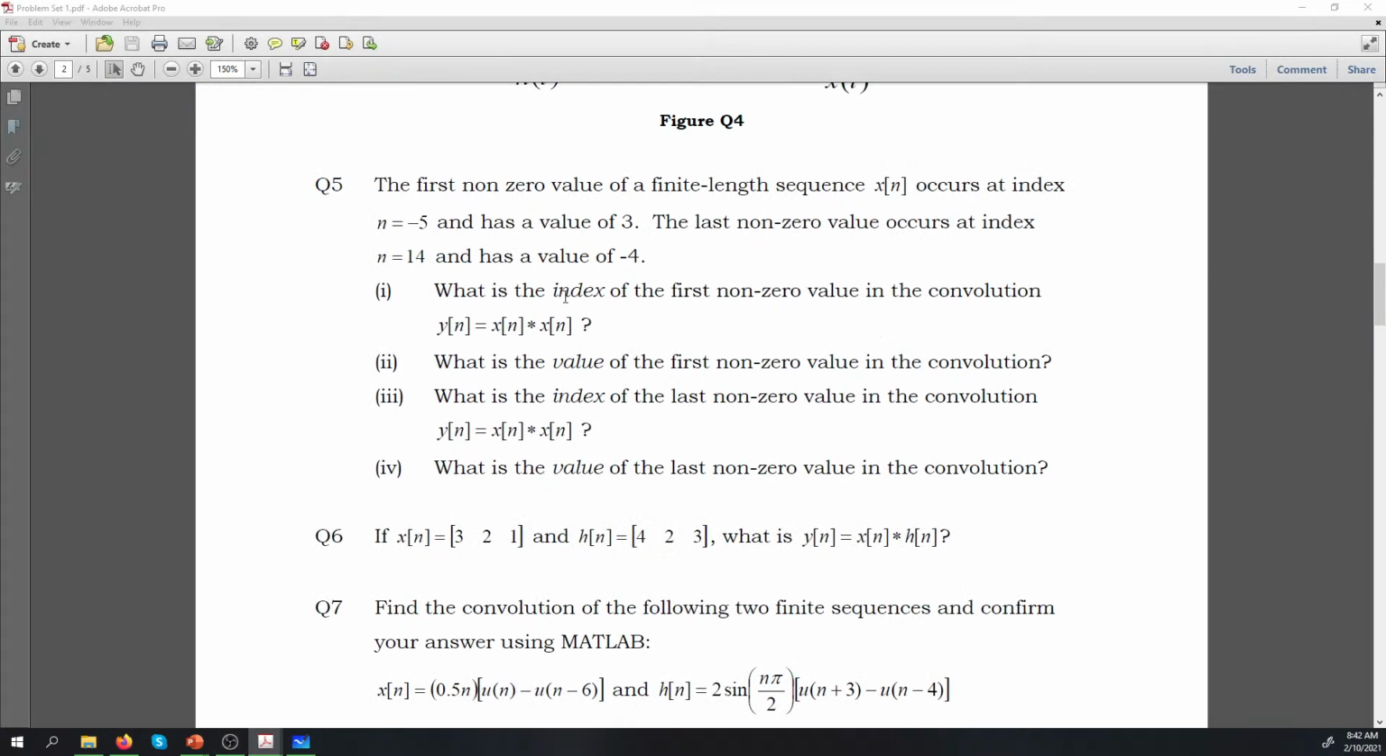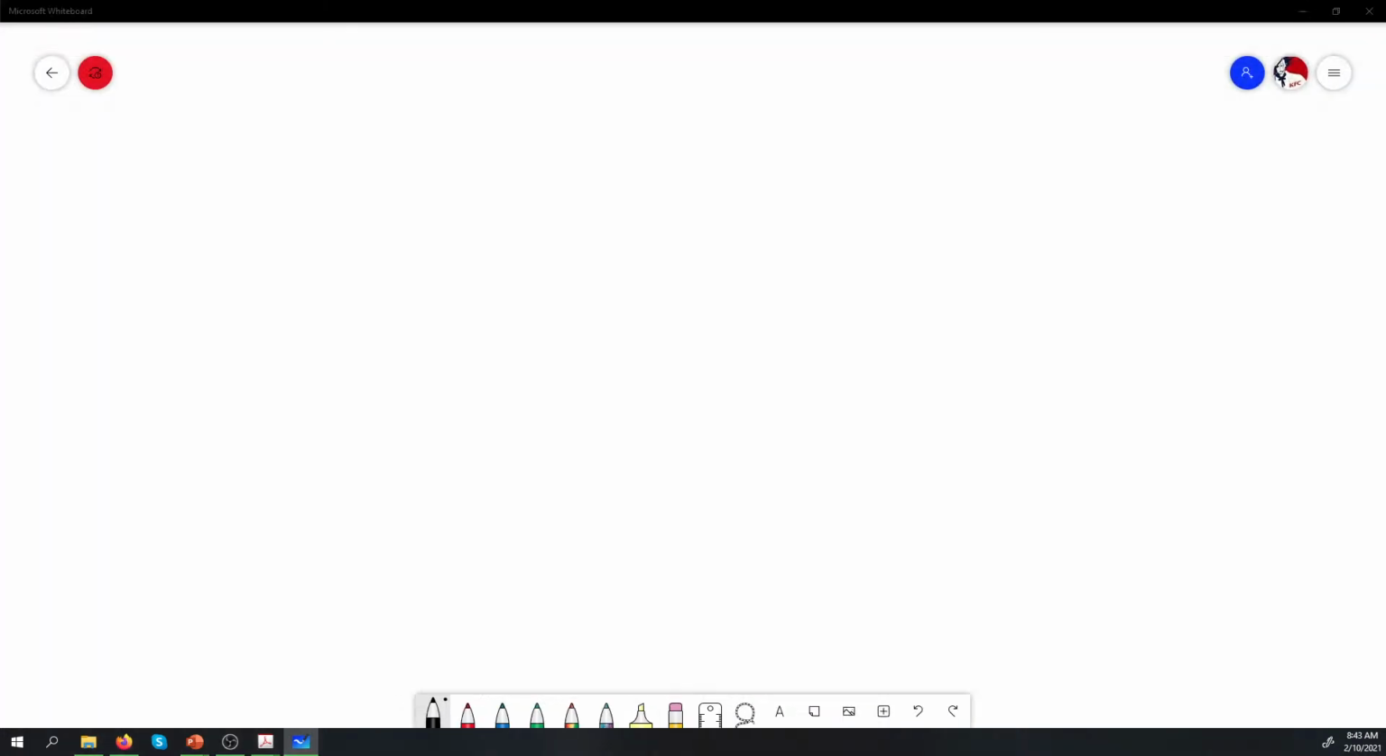So we're going to do basically a quick sketch here to illustrate our problem. We know that for the x of n sequence here, the start index was at -5 and the final index here was at 14. The start index had a value of 3, the final index here being 14 had a value of -4. So let's actually draw a visual representation of this.